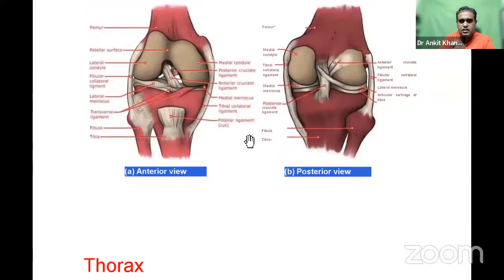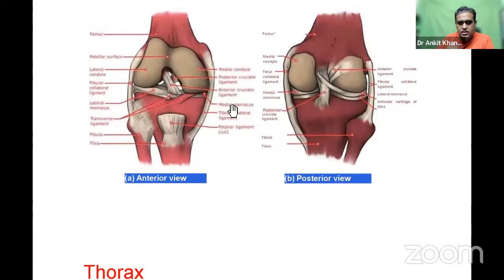This over here is the medial meniscus. Can you see this medial meniscus? It is attached to the medial collateral ligament. This is a medial meniscus. This is medial collateral ligament.